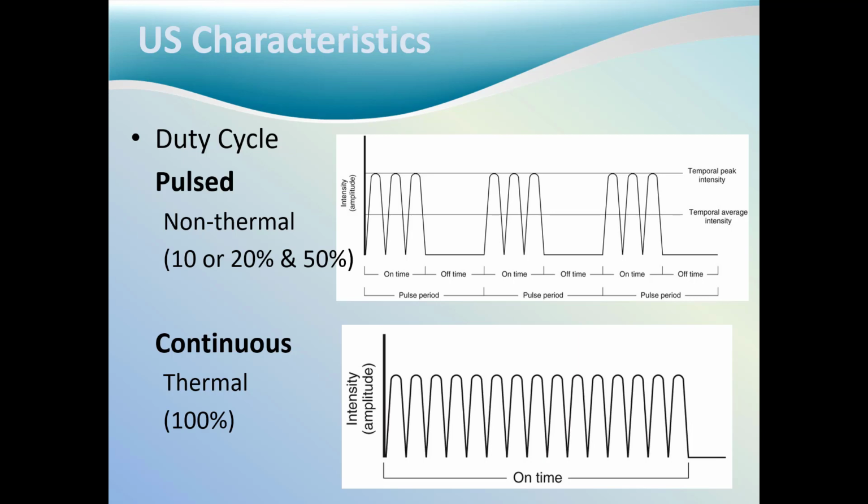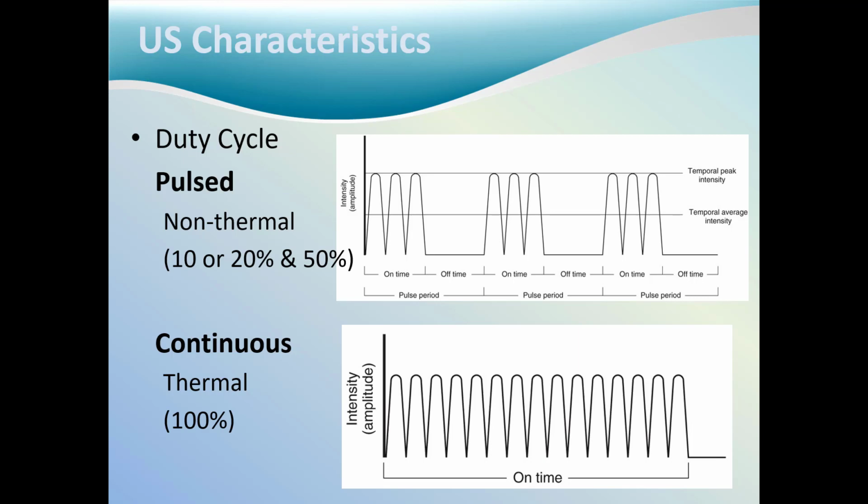The duty cycle is calculated by taking the pulse duration, or the on time, and multiplying that number by 100. You would then take that number and divide it by the pulse period, which is the amount of on time added to the amount of off time. Common duty cycles for non-thermal ultrasound are 10%, 20%, or 50%. With continuous ultrasound, the amount of sound energy remains consistent throughout the treatment. That is, the ultrasound energy is produced 100% of the time.